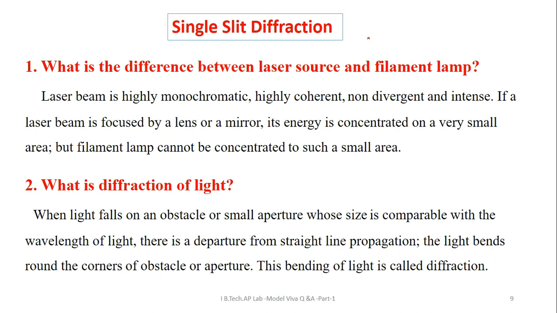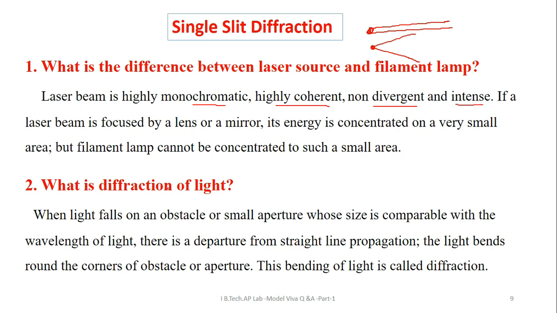Basically, laser light is highly monochromatic. Monochromatic means single color. It is also highly coherent, non-divergent and intense. The intensity is very high. If a laser beam is focused by a lens or a mirror, its energy is concentrated on a very small area, but a filament lamp cannot be concentrated to such a small area.